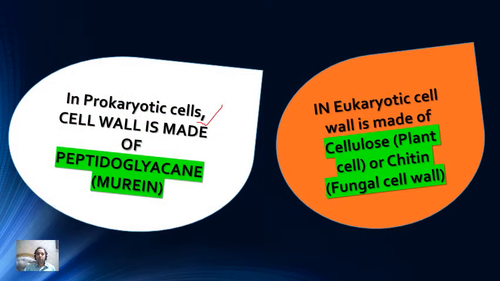The second difference, which is considered most important, is the presence of the cell wall and its material. In prokaryotic cells, it is made of peptidoglycan. Generally, this is called murein. On the other hand, in eukaryotic cells, the cell wall is not present in all. For example, animal cells do not have a cell wall. If present, let's say for example in a plant cell, it is made mainly of cellulose, and if it is a fungal cell, it is made of chitin. Chitin itself is made of glucose, to which a nitrogen atom is attached.